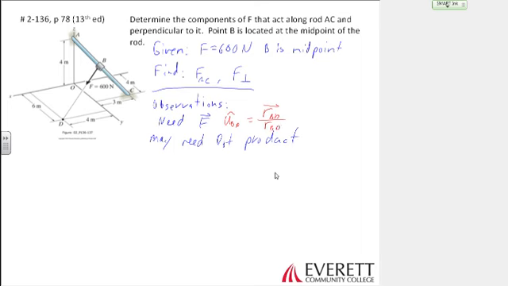And then finally we can say that F as a vector is going to be equal to the magnitude of F times that unit vector BD. All right, we're getting somewhere here. That would give us F. But we may need the dot product. If we're trying to find FAC, can we write the equation of what FAC is equal to?